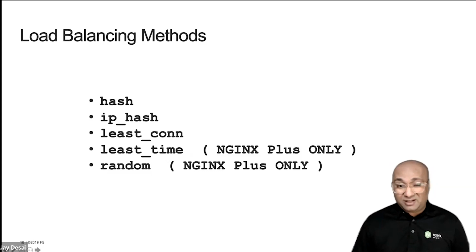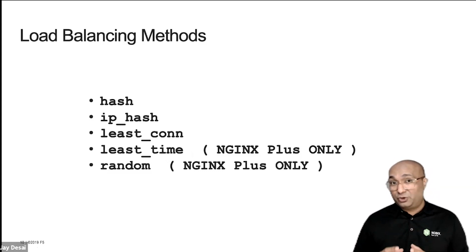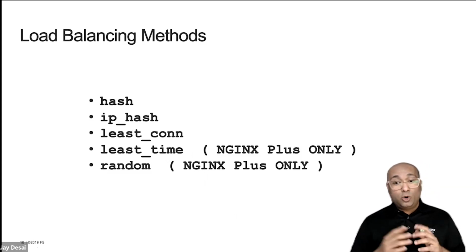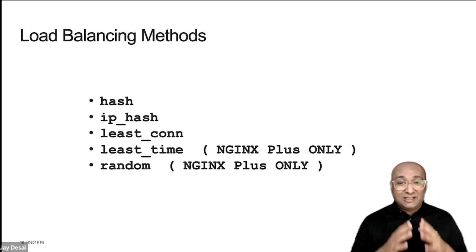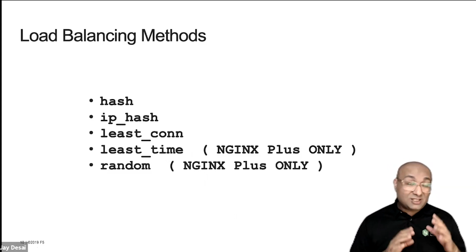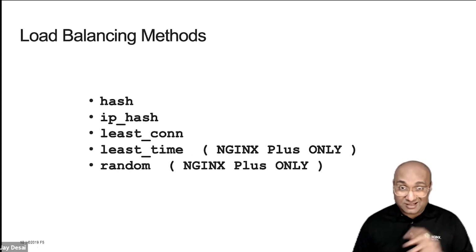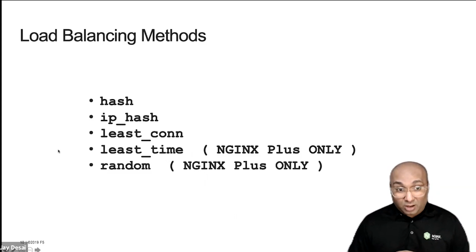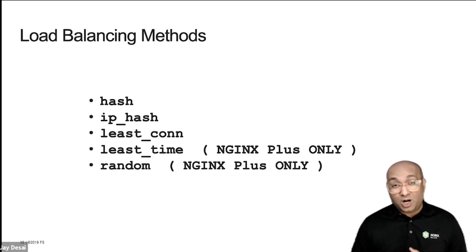The least connection method, as the name suggests, sends a request to the server with the least number of active connections. The least time method selects the server with the lowest average response time and the least number of active connections. This algorithm is only available with NGINX Plus. That's a point to note. Last but not least, the random method passes requests to a randomly selected server.